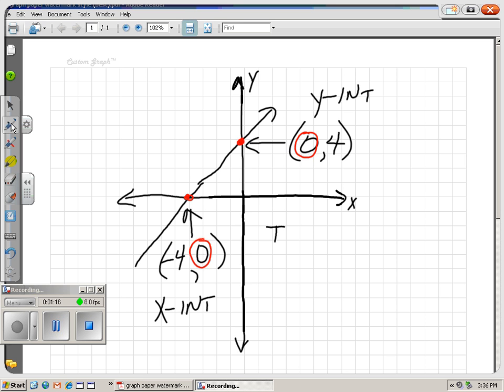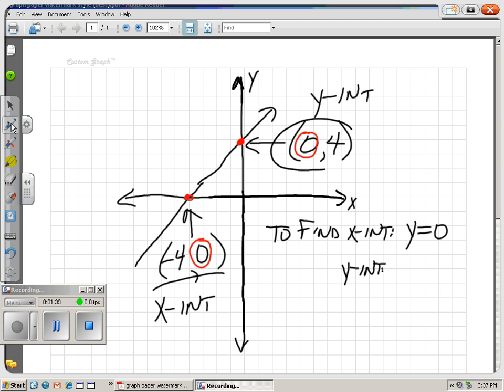So to find the x-intercept, look over here. If you want to know what the x-intercept is, just make your y-coordinate equal 0. So you set y equal to 0 and solve. And to find the y-intercept, look up here. If you want to find the y-intercept, you just got to make your x equal to 0 and solve.